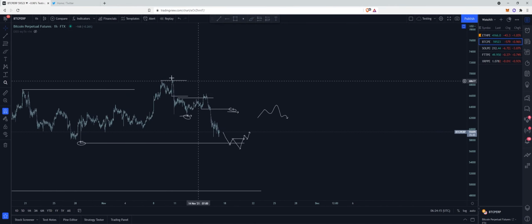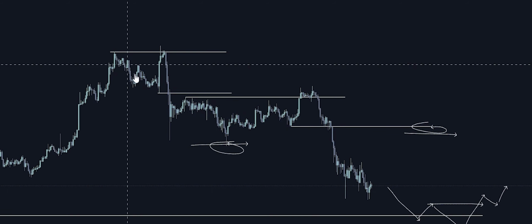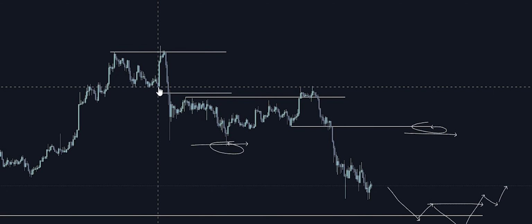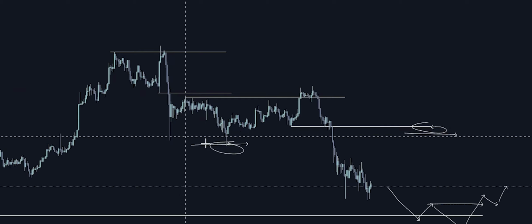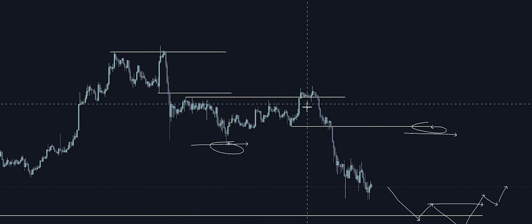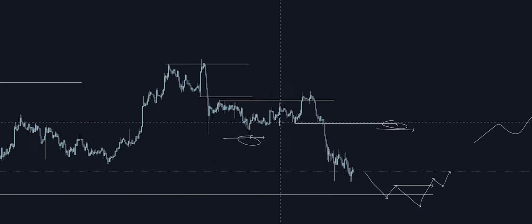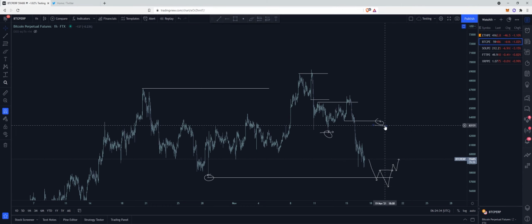So we sweep out this high. Then once we sweep the high, we break below the low that's responsible for taking that high right here. We form a few equal highs, we sweep them, and then we break below. So since this break right here, we haven't really come back up and tested this zone.